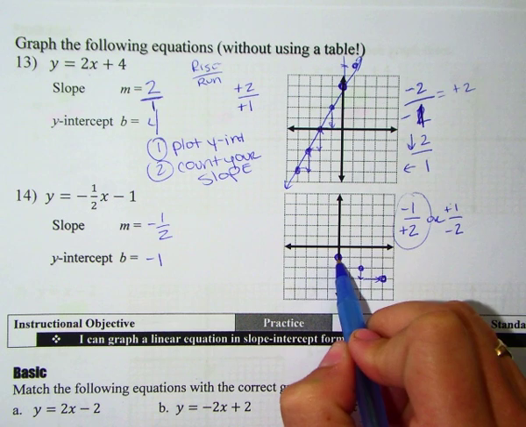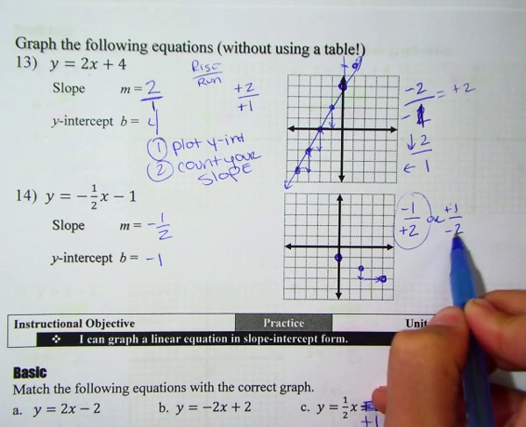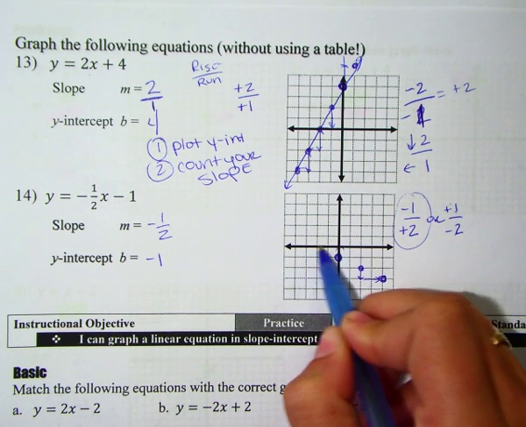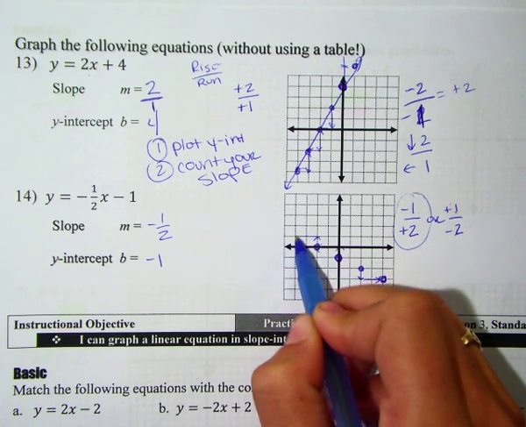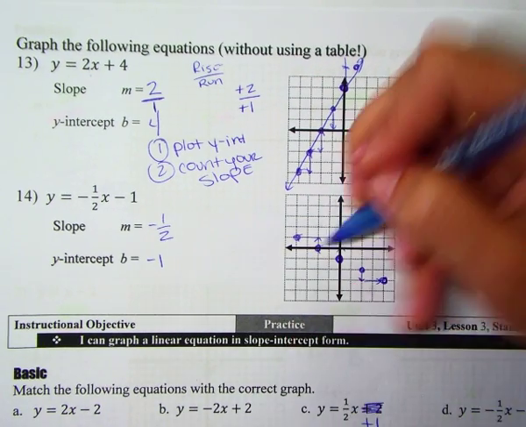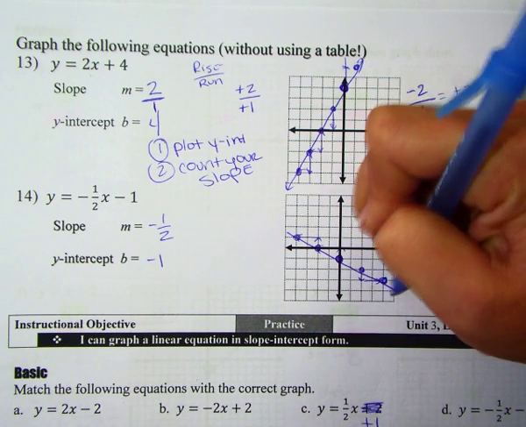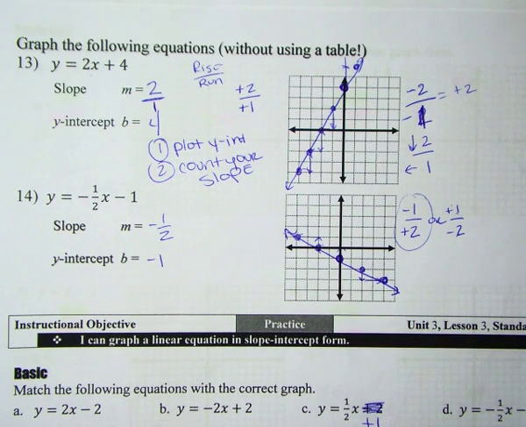If I go back to my original point, now instead let me go up 1, left 2. Up 1, left 2. Still the same idea. It's just going the opposite direction. And here's my line. Please rewind if you need to do any of this again.